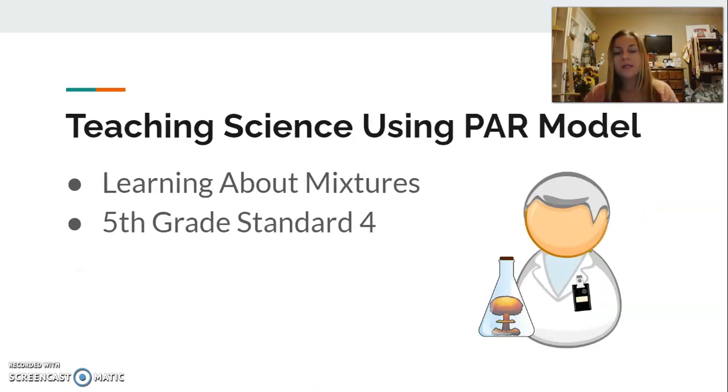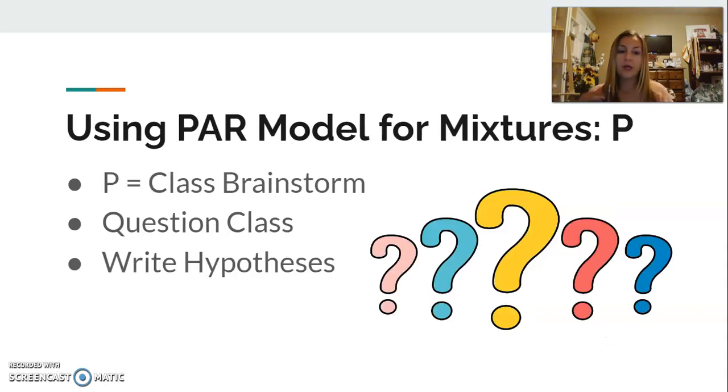Okay. An example of how I would personally use a PAR model would be through teaching science. I am a science fanatic, so I generally like to talk about science. I would use learning about mixtures in a 5th grade classroom, because in the state of Alabama, the fourth standard is investigate whether the mixing of two or more substances results in a new substance. So by doing so, I will use this PAR model.